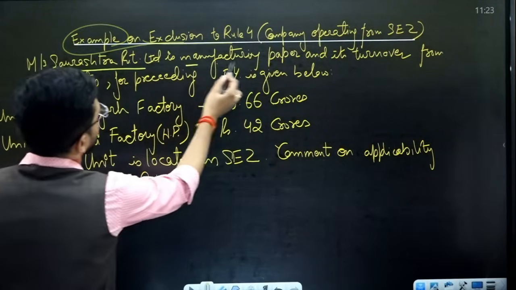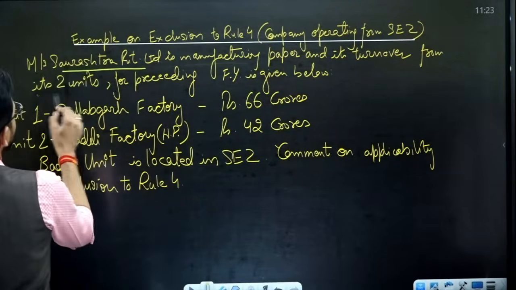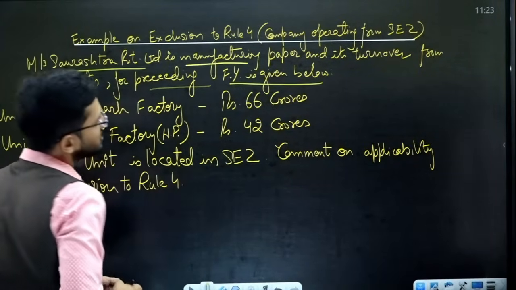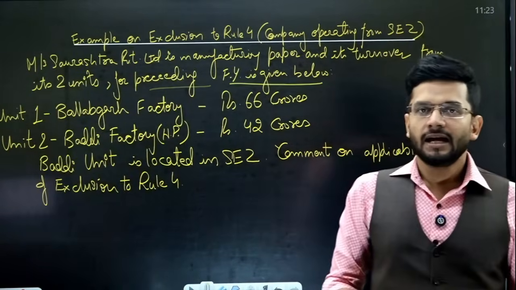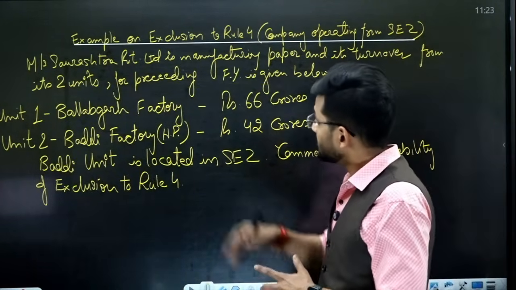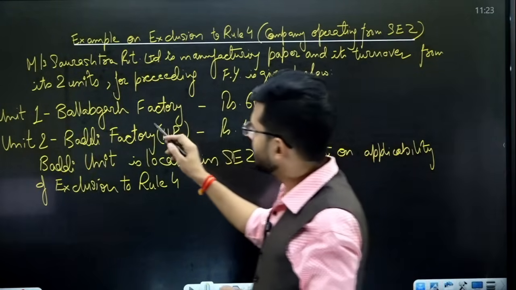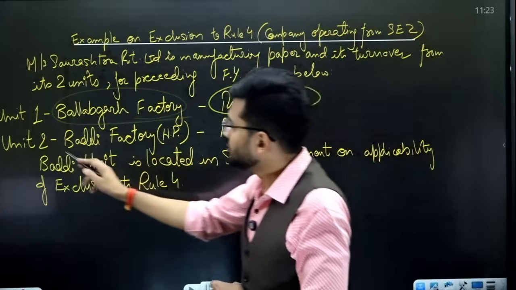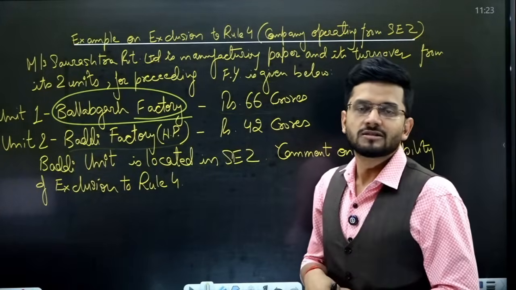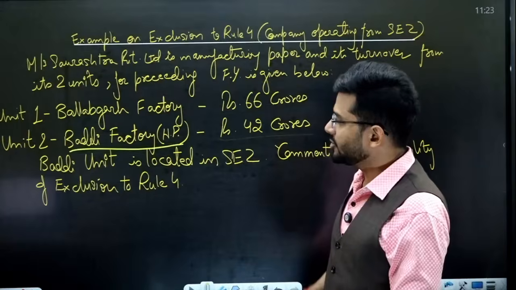Messrs Saurashtra Private Limited is manufacturing paper and its turnover from its 2 units for the preceding financial year is given below. So there's a company which manufactures paper, and its turnover for the last year is given to you. There are 2 units. Unit number 1 is Ballabgarh factory, rupees 66 crore. Unit 2 is Baddi factory, which is situated in Himachal Pradesh. Its revenue is 42 crores.